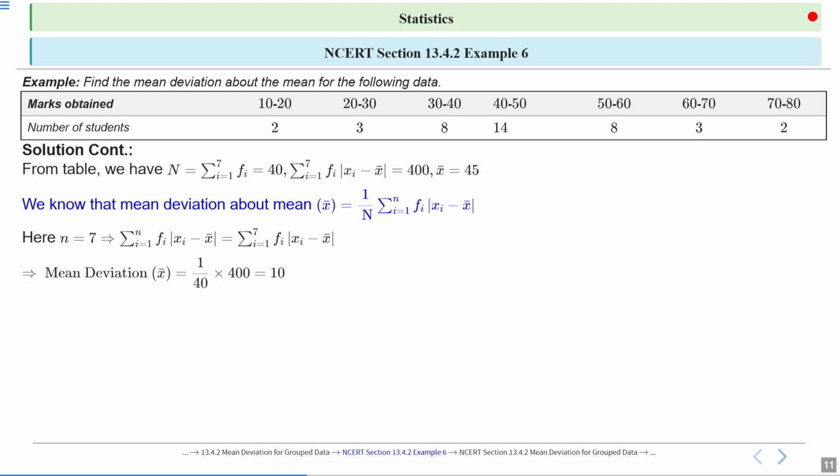Now, let's substitute the values into our formula. So we have mean deviation about x bar equal to 1 by 40 multiplied with 400. So when we multiply, we get mean deviation about x bar is 10. Therefore, the mean deviation about x bar is 10. I hope this example is clear to all of you. So now let's move to the next slide.